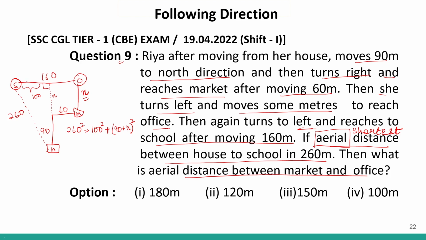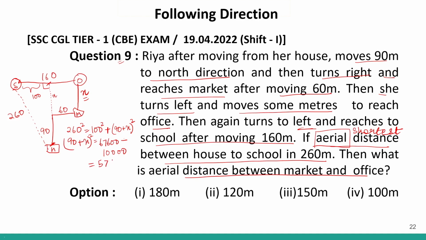According to the Pythagoras theorem, the square of this side plus the square of this side is equal to the square of this side. So 260 square will be equal to 100 square plus 90 plus x, square, correct? So 90 plus x square will be equal to how much? 260 square, 26 square is 676 and then 00. Minus, because this 100 square will go to that side. So it will be minus 10000. Correct? This is equal to how much?